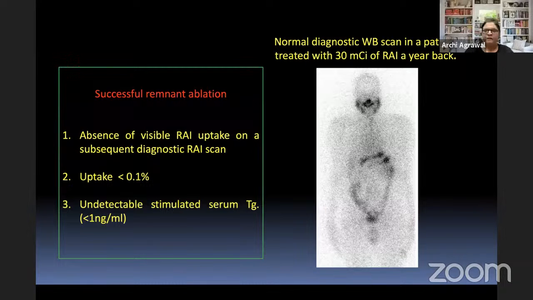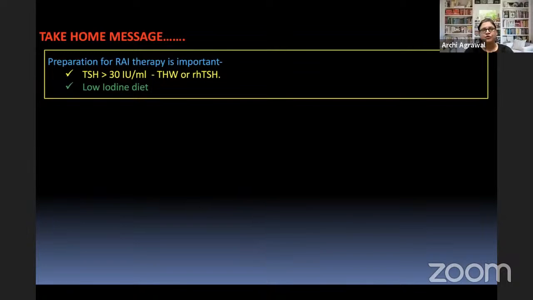successfully ablated the patient. So the take-home message would be you should take care to see that the patient is adequately prepared for radioactive iodine therapy. Your TSH should be more than 30. You could do a thyroid hormone withdrawal, put the patient on Linorma, or use recombinant TSH. And also a low iodine diet is preferred 15 days prior to giving radioactive iodine treatment.